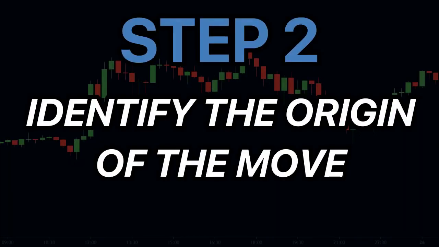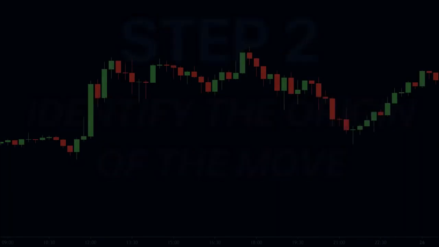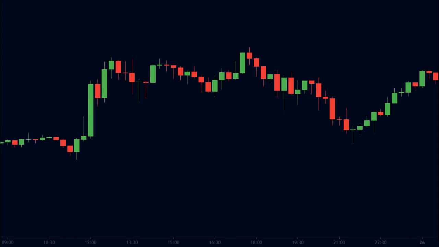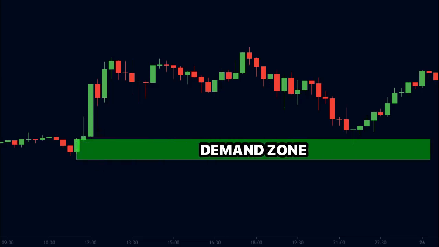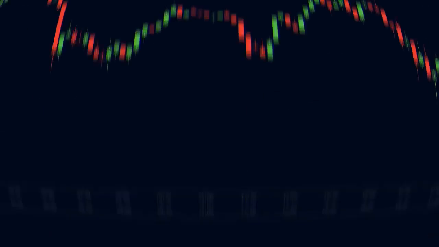Step two is to identify the origin of the move. By origin I mean that we need to find the beginning of the move. This particular move started from this candle. So we will mark the high and the low of this candle. The area between these two lines will become the demand zone. Hence, when the price comes back to test the area, the price quickly finds support at the demand zone and the price makes a higher move.